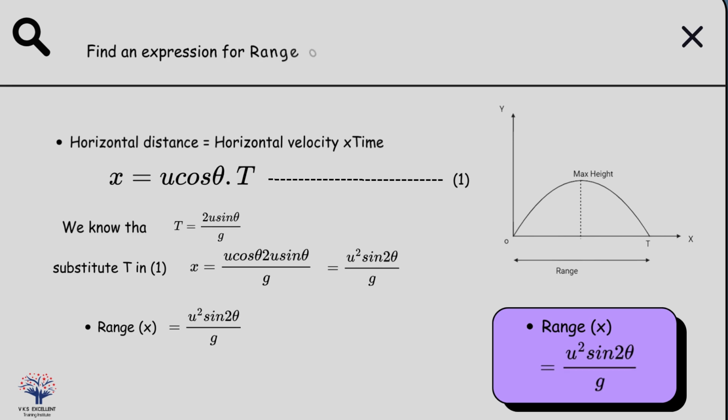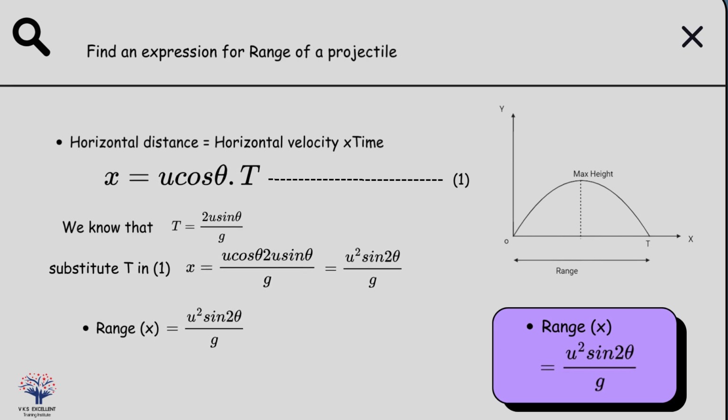Range of projectile. The equation for horizontal distance is horizontal velocity times time. We know that time of flight equals 2u sin theta divided by g. Substitute the value of t in equation 1. The equation of range becomes u square sin 2 theta over g.